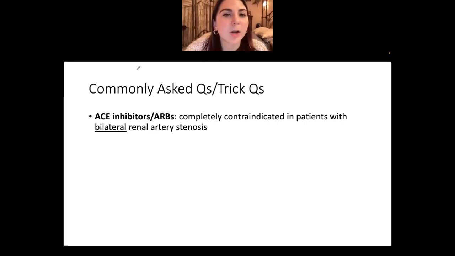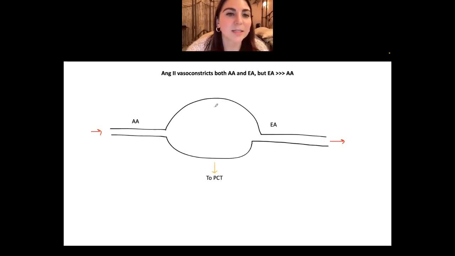So ACE inhibitors and ARBs are completely contraindicated in patients with bilateral renal artery stenosis. They love this because this is cardiorenal tie-in supreme. Basically, what this is saying is you cannot give an ACE inhibitor or an ARB to someone with bilateral renal artery stenosis.